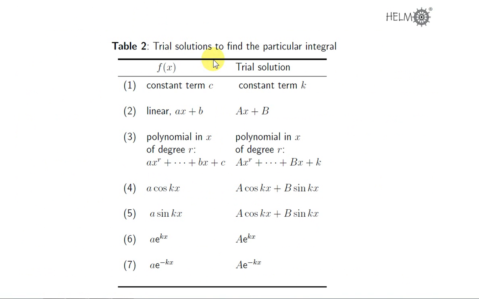So here's a table of trial solutions to find the particular integral. So little f of x is the right hand side of our differential equation. So if there's a constant term on the right hand side, our trial solution should just be a constant term. We'll see some examples later. So we just go to the one we did. If the right hand side has the form of e to the power of kx, then our trial solution, as we've seen, is a constant times e to the kx. It's got the same form actually as the right hand side.